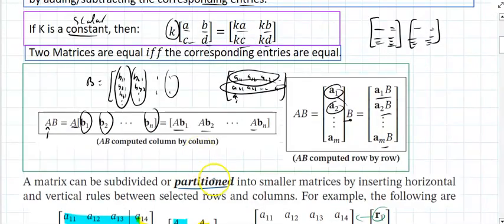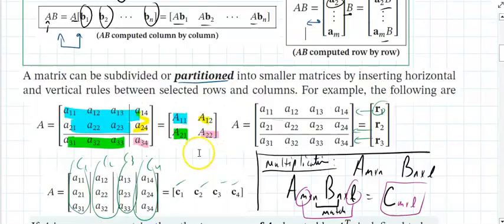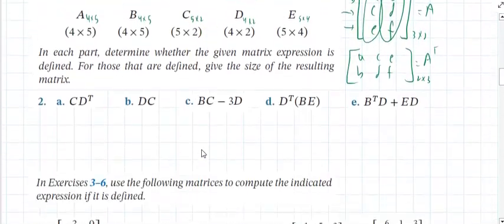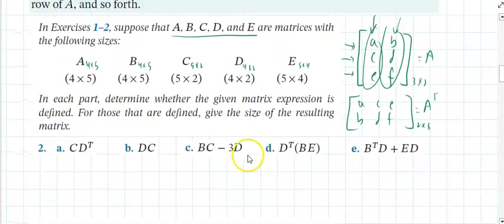So in the book, they talk about multiplying matrices like this or like this. I'll show you what they mean by that, but I'll show you a better way of doing this. But for now, you need to know that whenever you multiply matrices, the inners must match. So when they say, in each part, determine whether the given matrix expression is defined. For those that are defined, give the size of the resulting matrix.